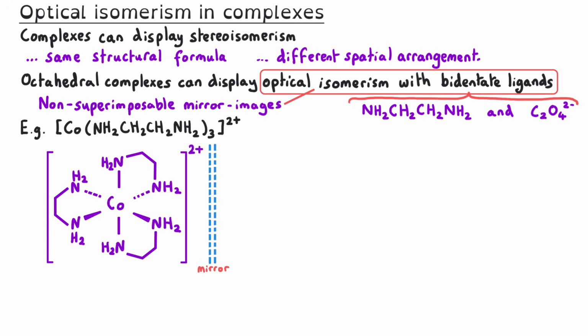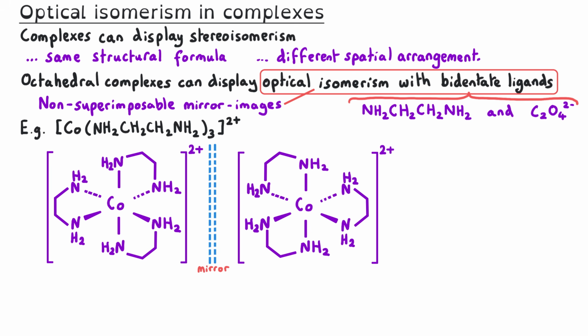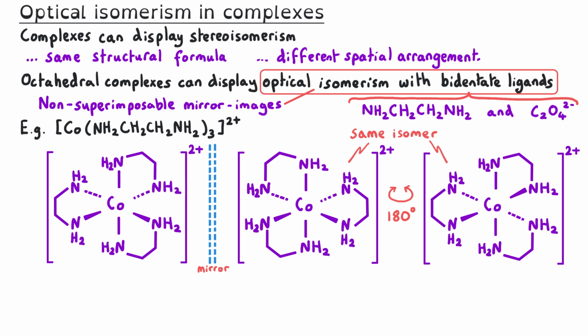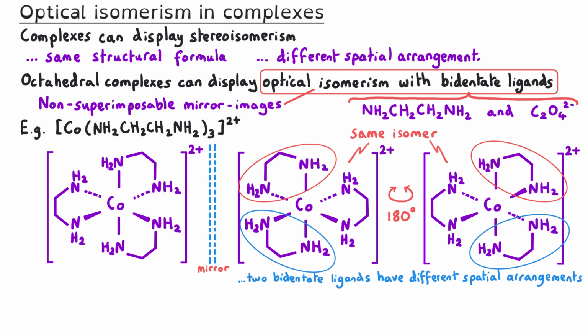If we put a mirror here and we draw the mirror image of this complex, right now these 2 complexes look identical. But if one of the isomers, for instance the one on the right, is rotated 180 degrees, 2 of the bidentate ligands now have different spatial arrangements to the other optical isomer.